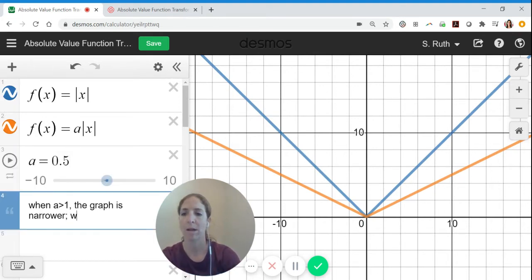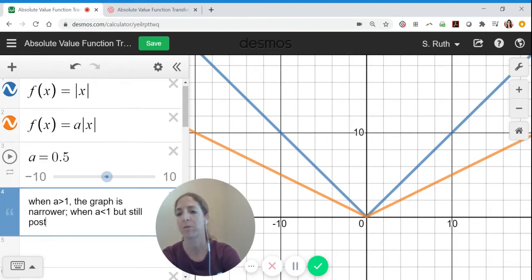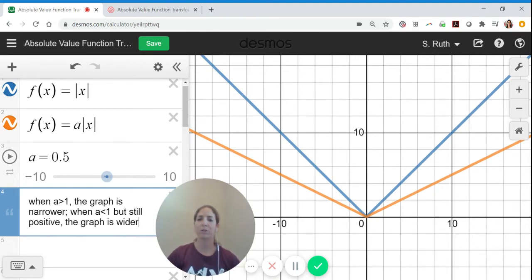So I could say when A is less than 1, but still positive. This is a little wordy, but hopefully we can build to a slightly more refined definition together. When A is less than 1, but still positive, the graph is wider. So far we have addressed the cases of when A is positive, there are two possibilities. A positive A between 0 and 1 is wider. A positive A greater than 1 is narrower.